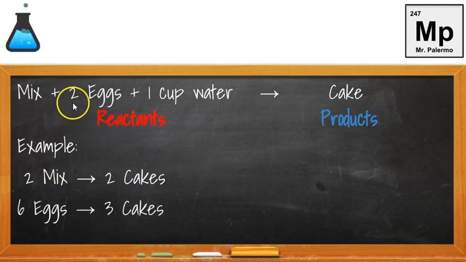Looking at the eggs, the original ratio is 2 eggs makes 1 cake if I have an unlimited supply of water and mix. So now if I use 6 eggs, that's 3 times the amount of eggs. I'm going to make 3 times the amount of my product, which would be 3 cakes. And notice the ratio hasn't changed. If you divide 6 and 3 by 3, you get a 2-to-1 ratio, just like the original ratio of 2 eggs to 1 cake.